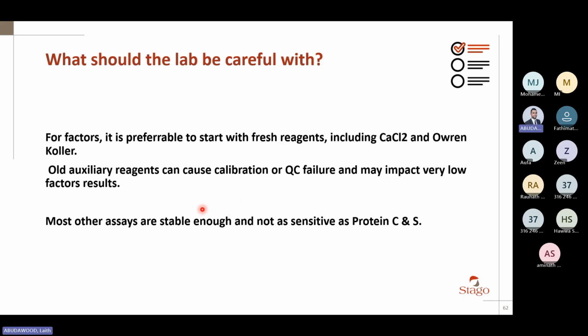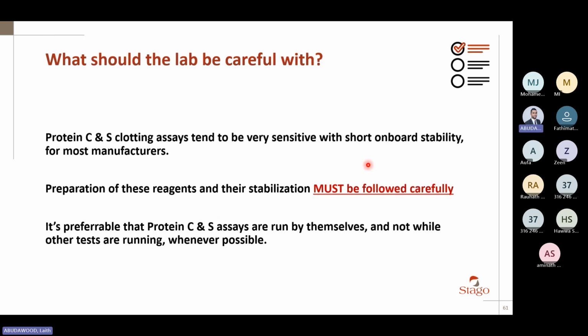Now, for factor assays, and this is general, by the way, these are general points. What should the lab be careful with? All right. For factor assays, it is preferable to start with fresh reagents. So, for example, I have a calcium chloride on board the analyzer that is 2 days old. Okay, it's still stable, but factor assays are sensitive. Less sensitive than protein C and S, but still sensitive. By the way, for protein C and S, having fresh reagents is not a question, it's a must. Has to be everything fresh.